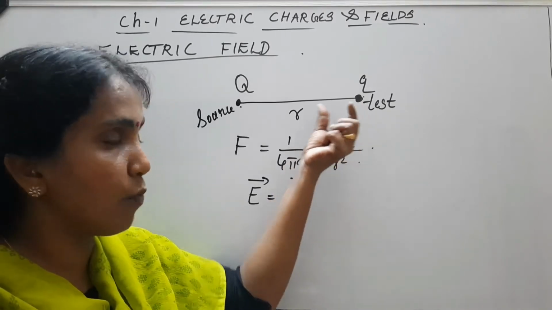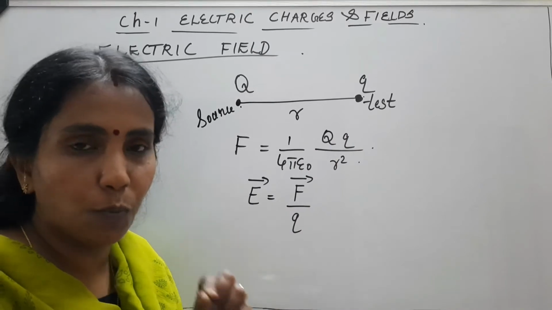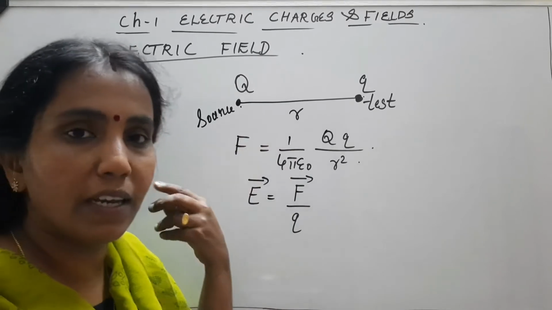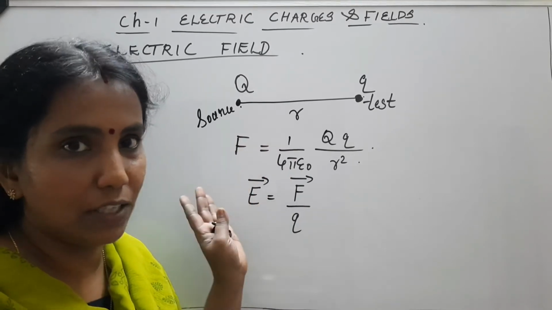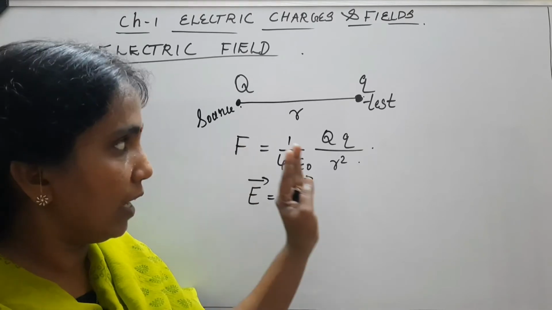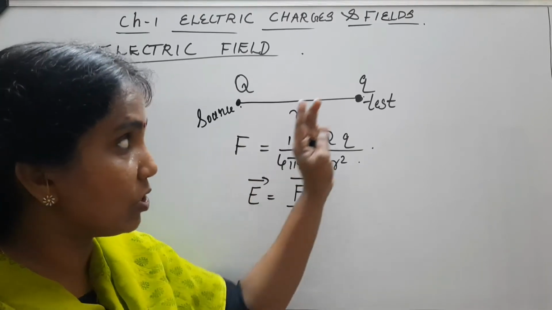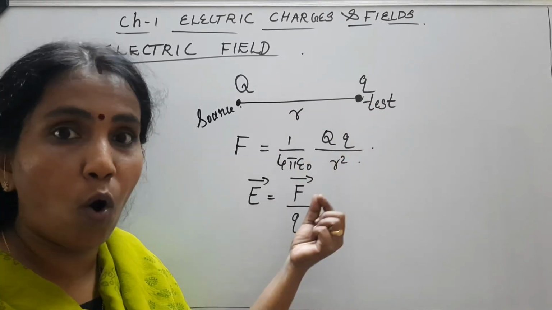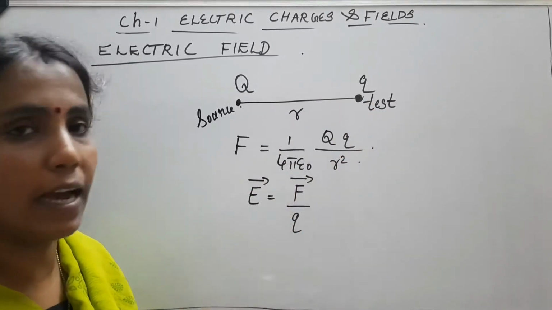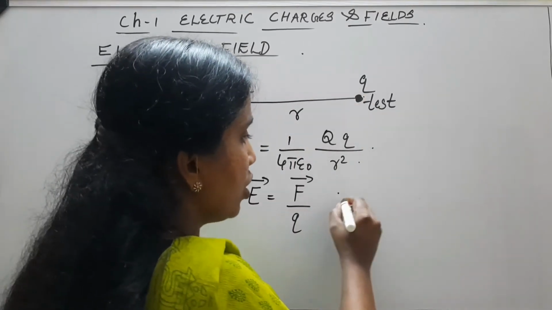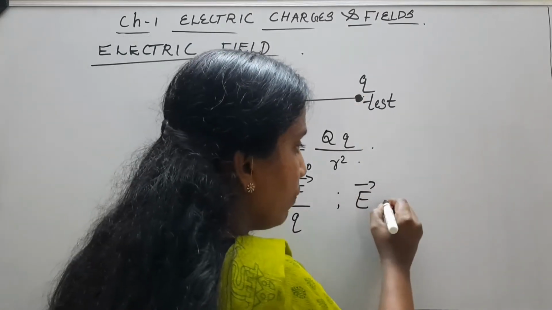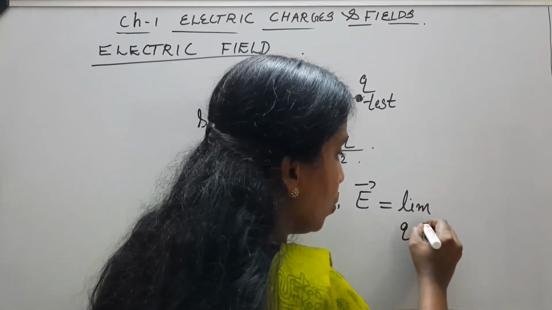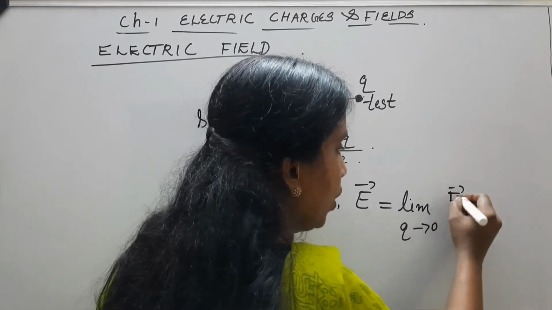So the test charge we bring should be as small as possible. Otherwise, what will be the problem? The source charge will get dislocated, which violates all the conditions. So in defining electric field, the test charge which is brought in for finding the electric field should be as small as possible. Incorporating that condition, the mathematical definition for electric field can be modified as E is equal to limit Q tends to 0 F by Q.